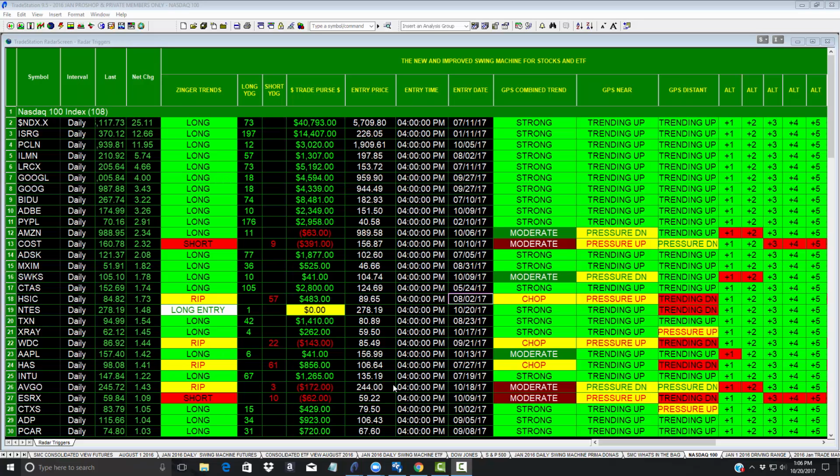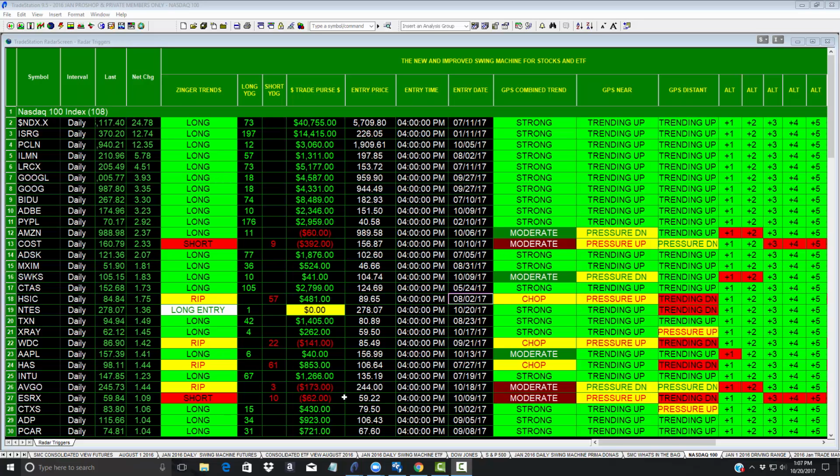It is October 20th at 1 p.m. I was asked whether or not the swing machine provides signals on a daily basis for stocks and ETFs, and it most definitely does. We of course use the swing machine for our daily, weekly, and monthly signals on stocks, ETFs, options, underlying thereof, futures markets. We also use it intraday.